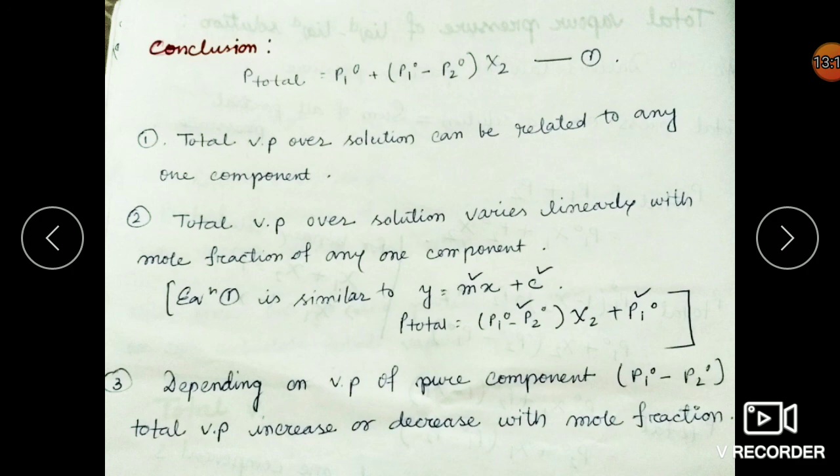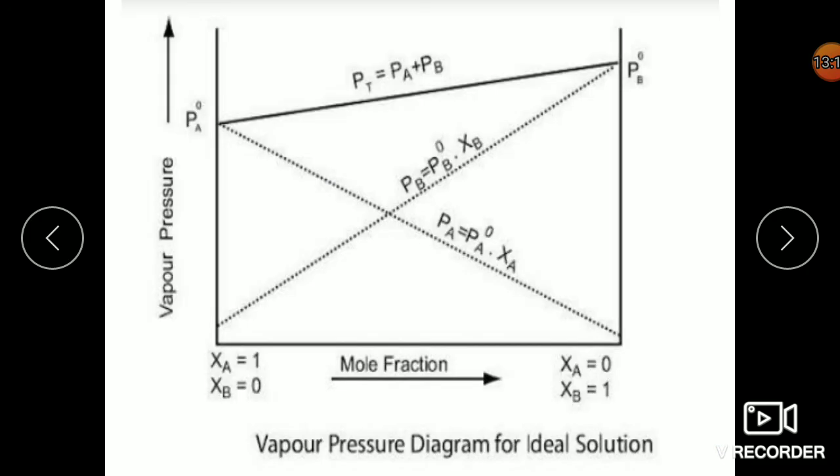If you are asked what are the conclusions of Raoult's law, so these are the three conclusions of Raoult's law. Now see the graph here. What we got is PT is equal to P1 plus P2, or PA plus PB, and you just learned that this is a linear equation. So see, it's varying in a linear form. Vapor pressure versus mole fraction you have plotted.